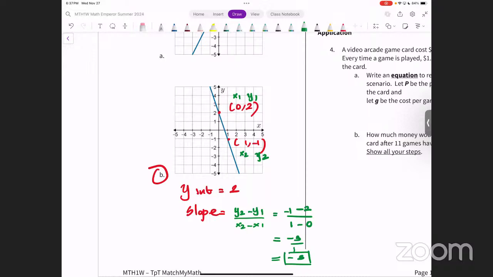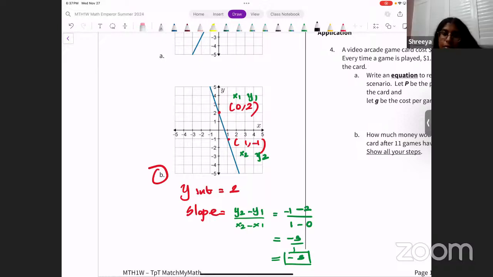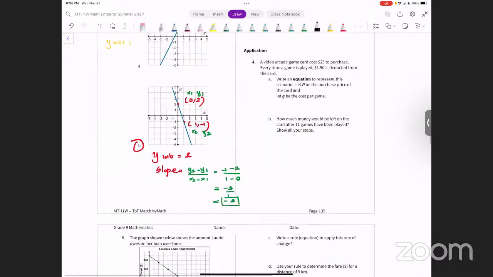Are you seeing that? Also, you can do it this way. You need to come down 3 units, go to the right 1 unit to the next point. So coming down means -3, isn't it?